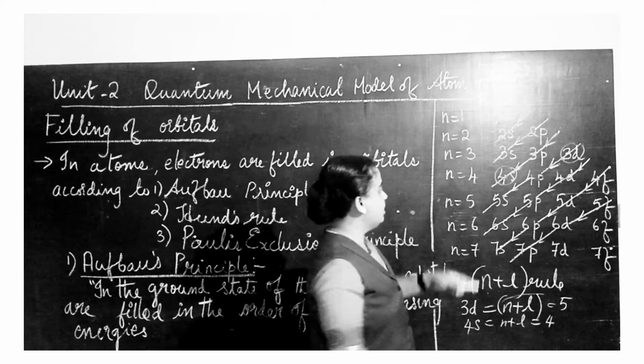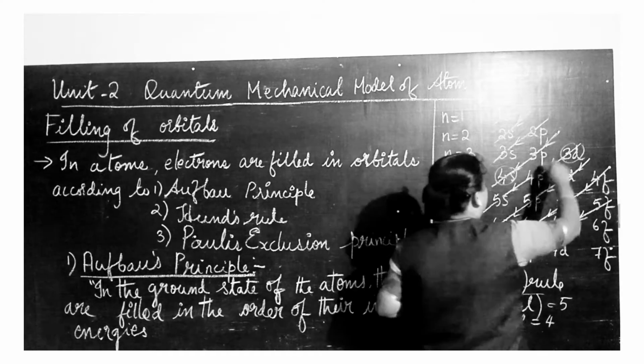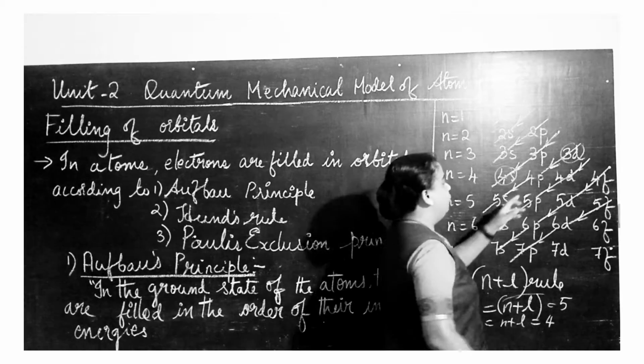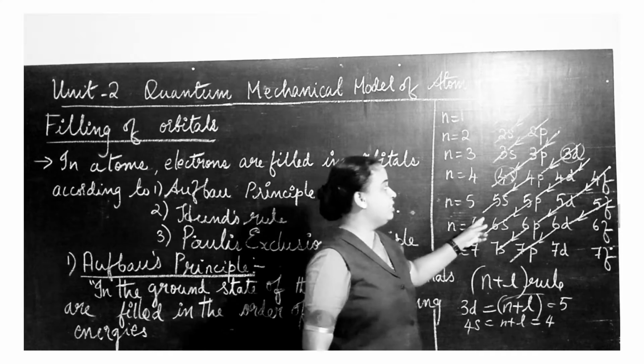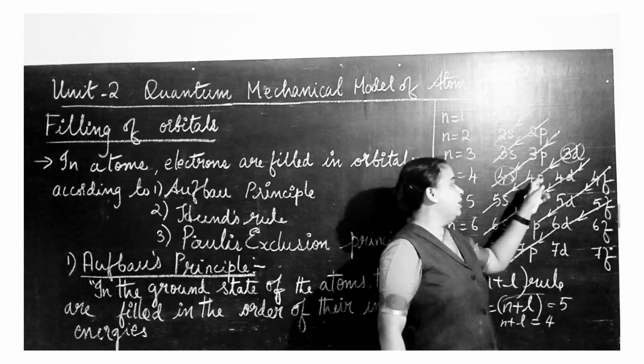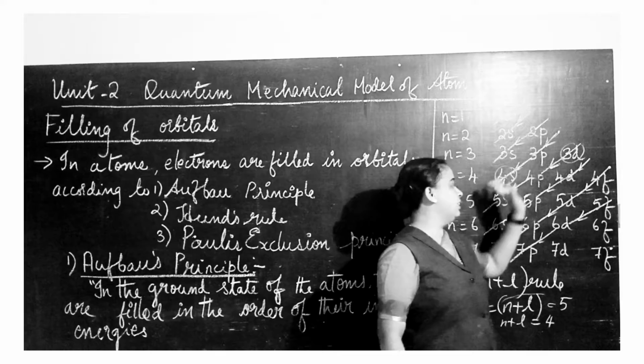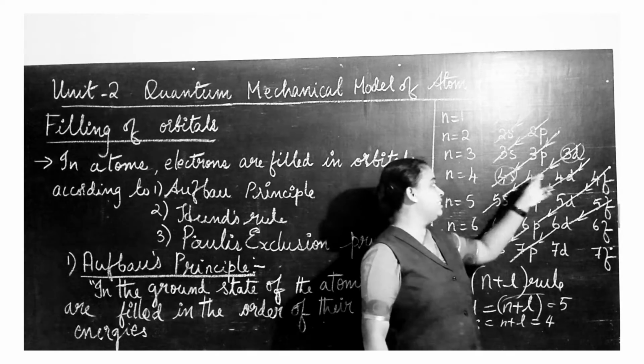Okay. Then from 4s again, electrons are filled into 3d. From 3d, it is filled into 4p. So all these have increasing order of energy. So 4p will have greater energy than 3d, and 5s will have greater energy than 4p.